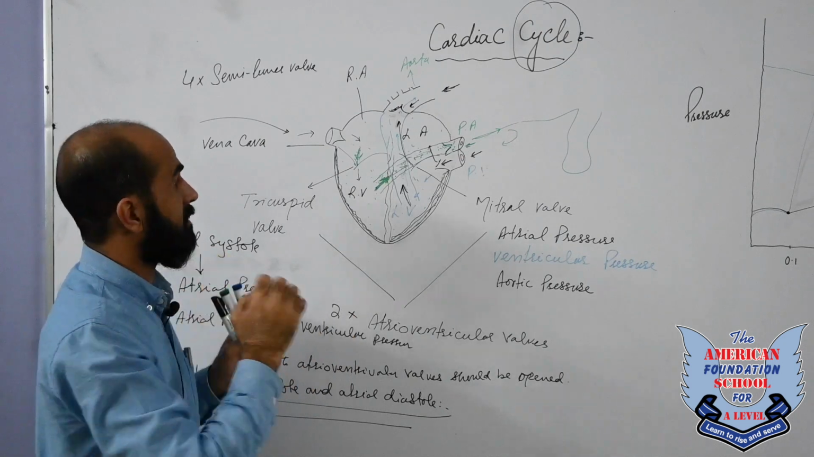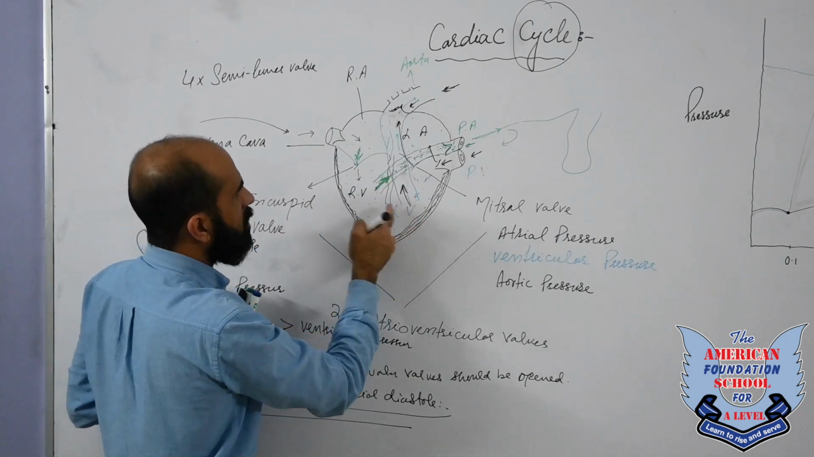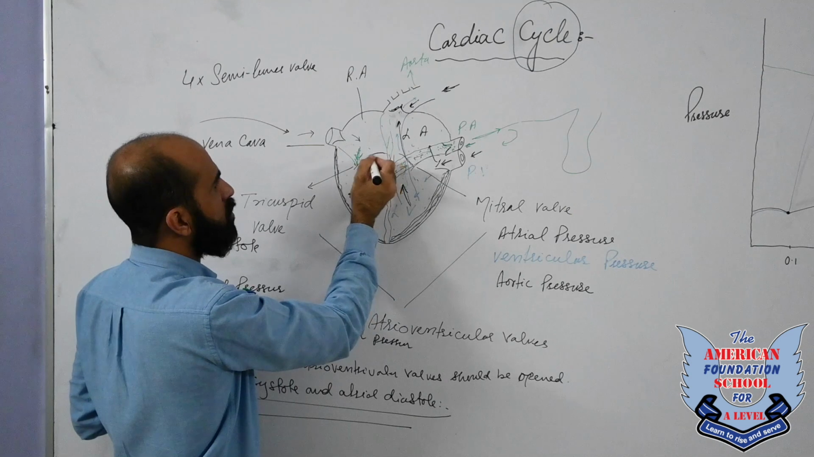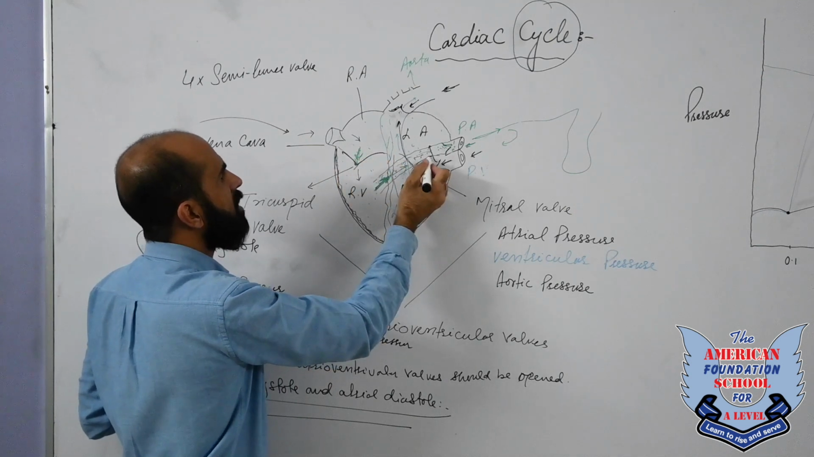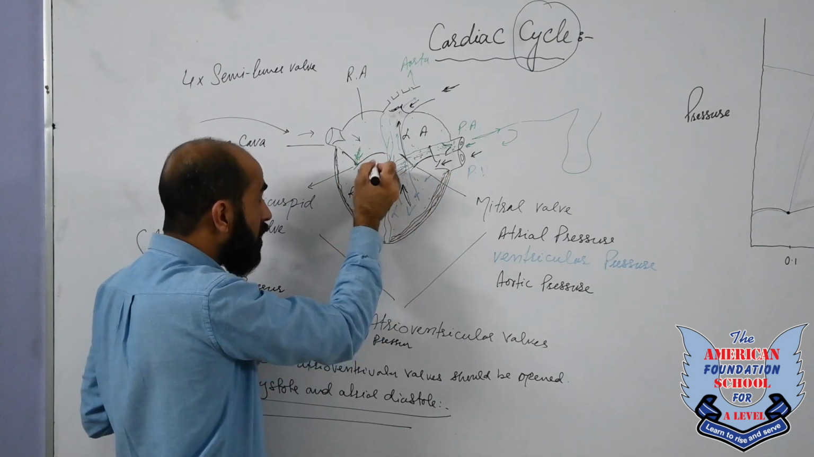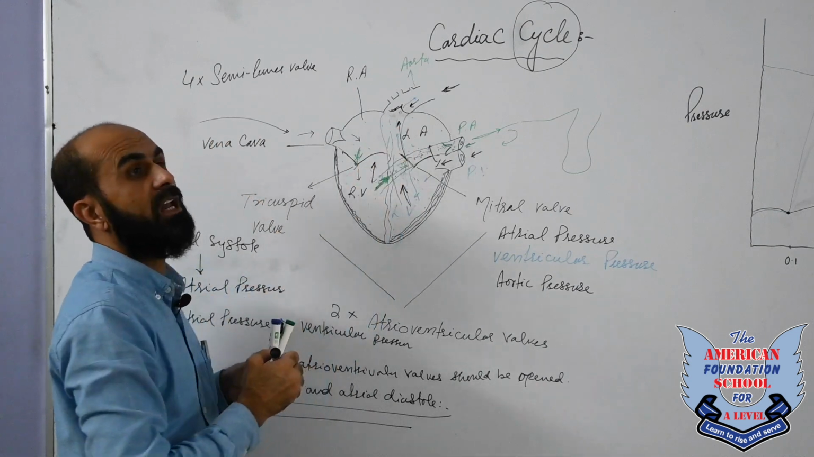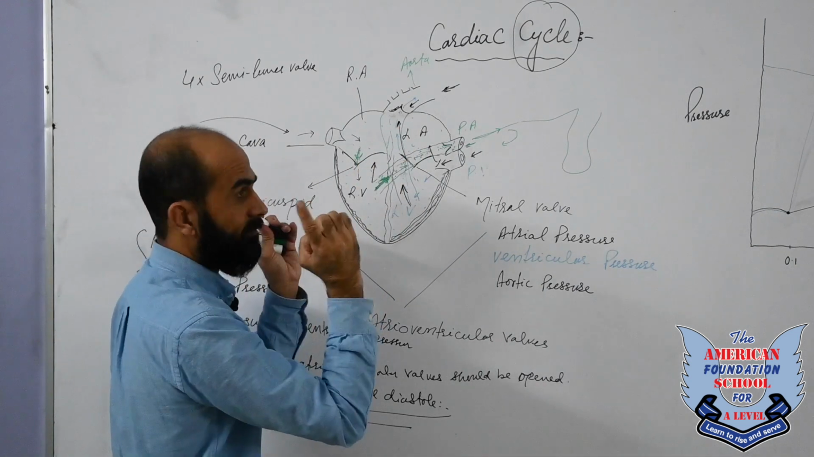What will be the result? If the ventricular pressure is greater than the atria, these two valves will be immediately shut down because blood cannot move up. These are one-way valves only. So this is the first stage.